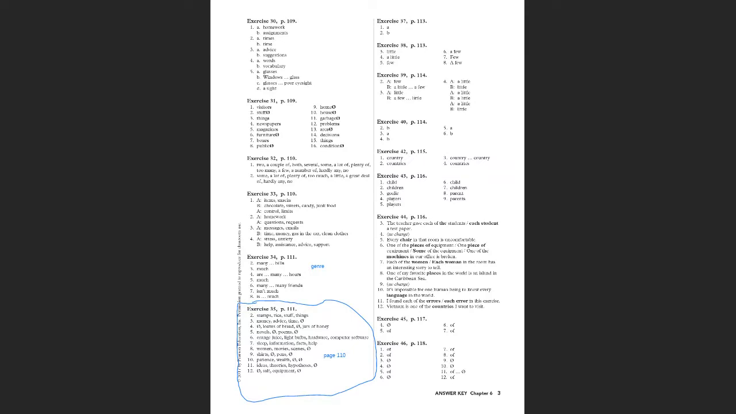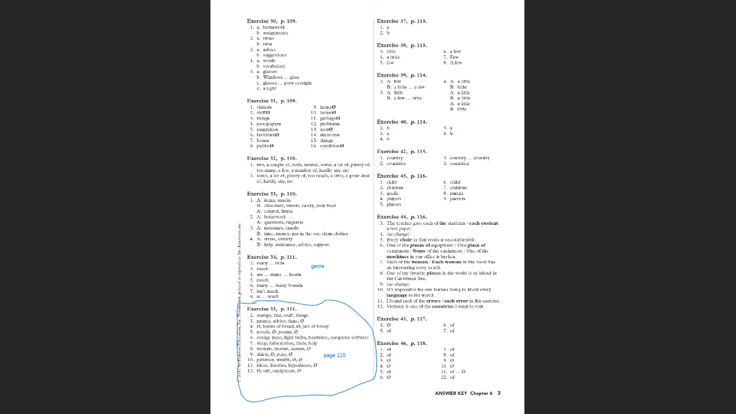Number 10: patience, wealth, nothing, nothing. Number 11: ideas, theories, hypotheses, nothing. And then number 12: nothing, salt, equipment, nothing.